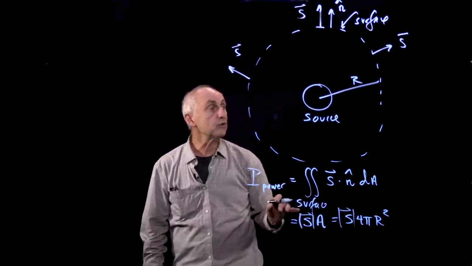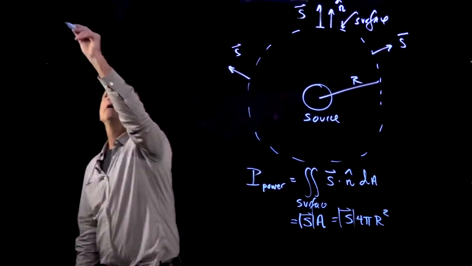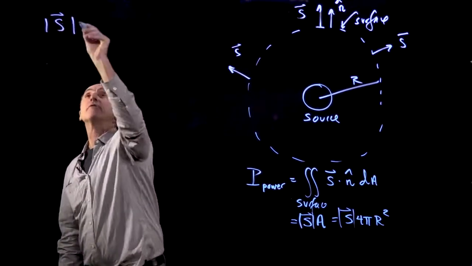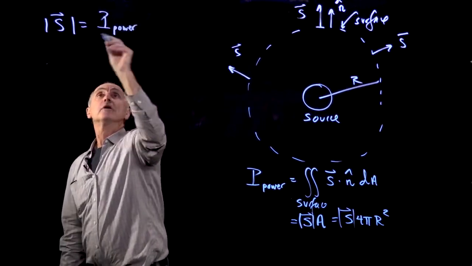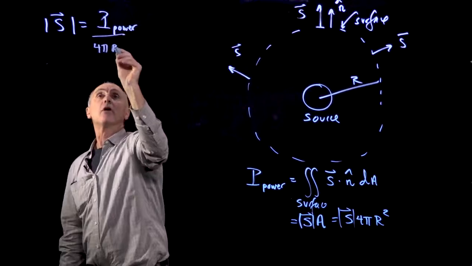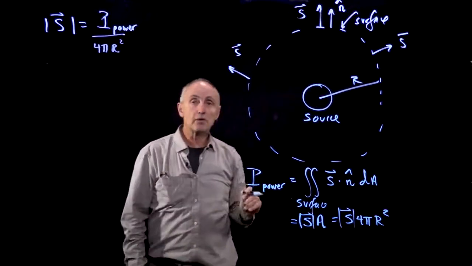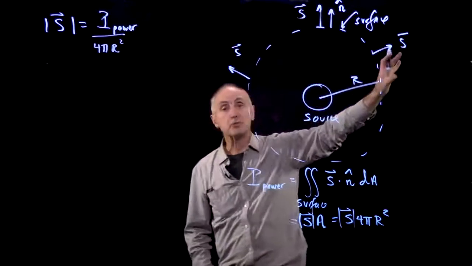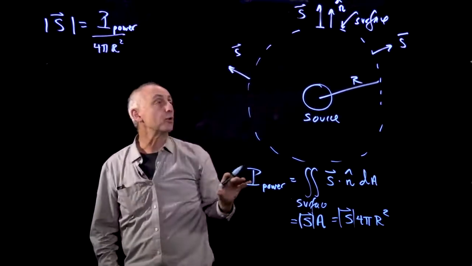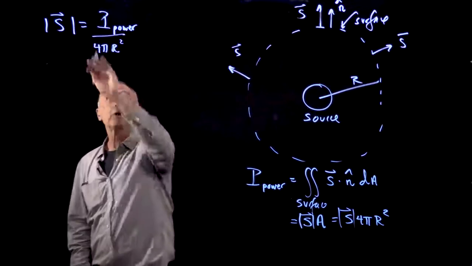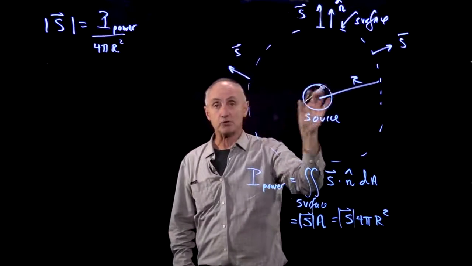So for this example, we can conclude that the magnitude of the Poynting vector is related to the power of the source divided by this area, 4 pi r squared. That means that as you move further away from the source, and as r gets bigger, the magnitude of the Poynting vector decreases, where we're assuming that we have a fixed power source.